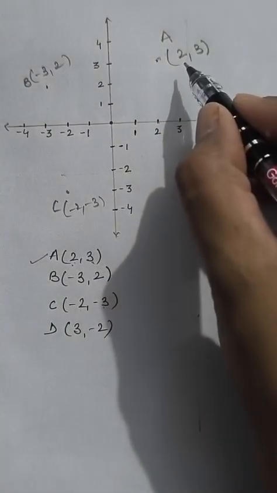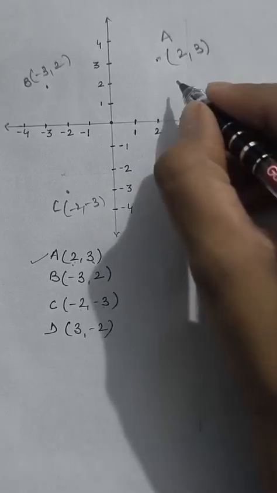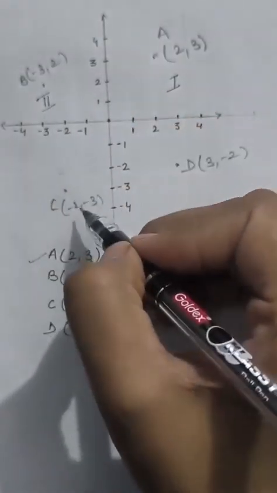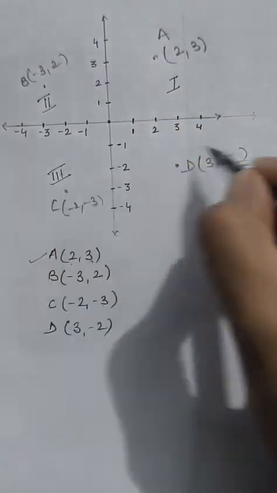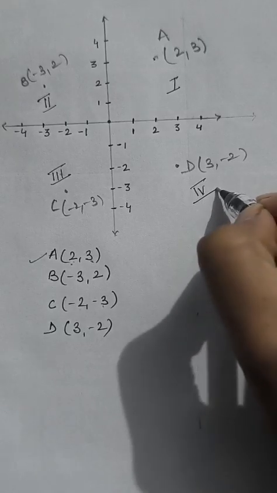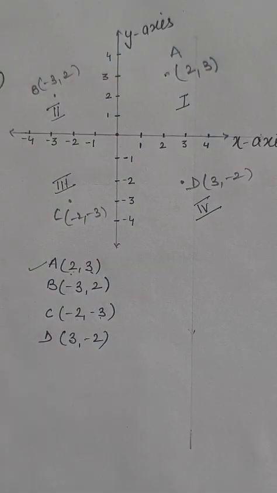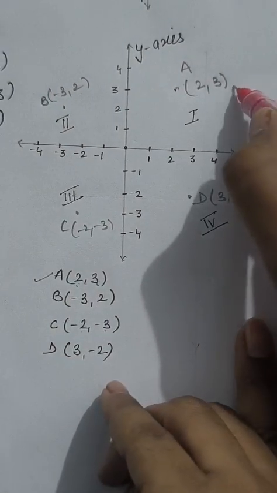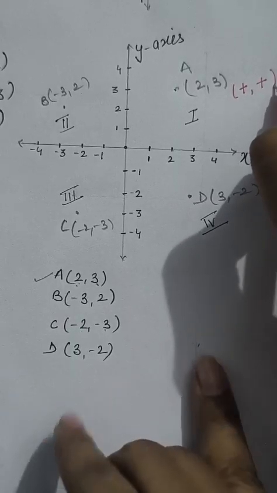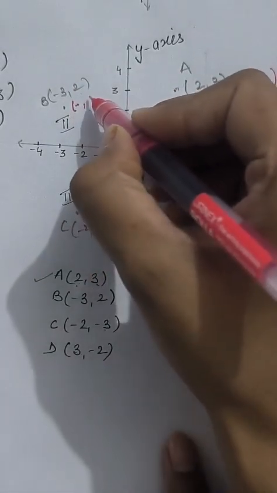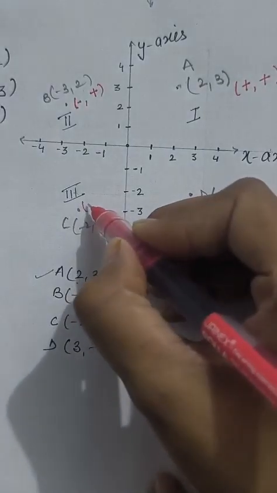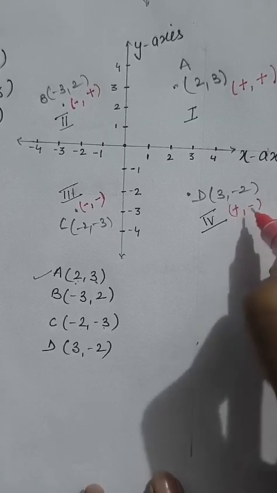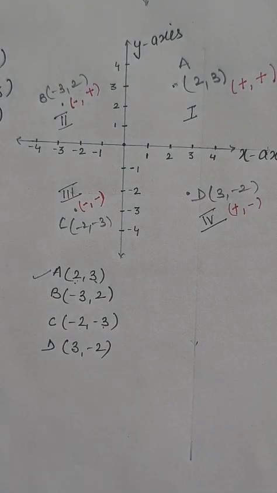Now we can say that the point (2, 3) lies in the first quadrant, same as (-3, 2) lies in the second quadrant, and (-2, -3) lies in the third quadrant, and (3, -2) lies in the fourth quadrant. So here we can observe that in the first quadrant, x and y both are positive. In the second quadrant, x is negative and y is positive. In the third quadrant, both negative. And in the fourth quadrant, x is positive but y is negative. This is the thing which you have to remember.